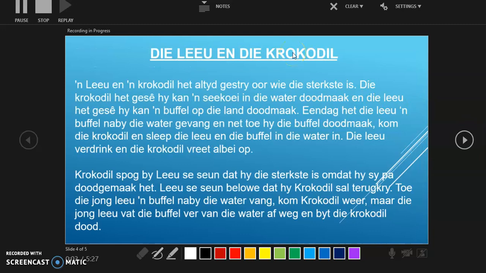Right, so this is a comprehension. I'm going to read with you, and then I'm going to show you how to identify the words. So the title of this comprehension, Die leeu en die krokodil. Right, so we start with only the first sentence. 'n Leeu en 'n krokodil het altyd gestry oor wie die sterkste is.